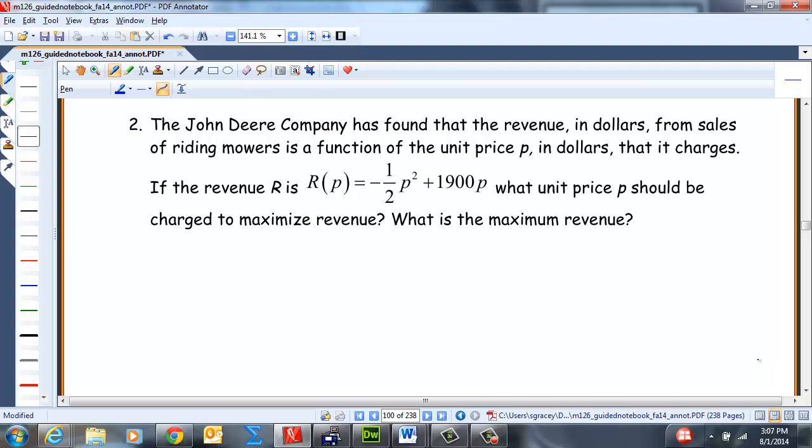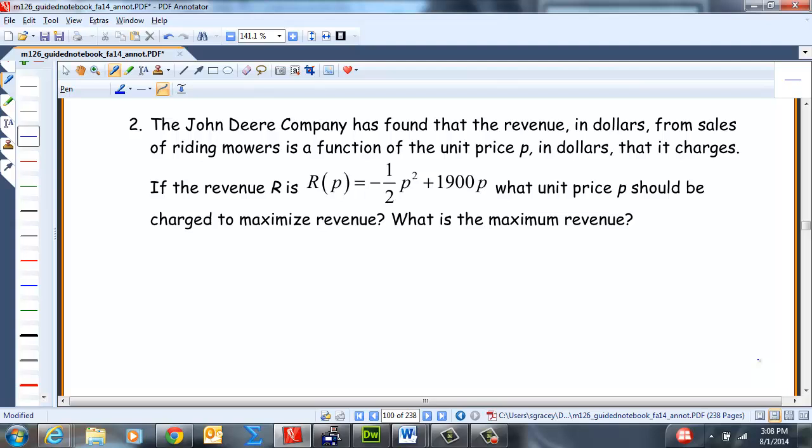Okay, so lastly, the John Deere company has found that the revenue in dollars from sales of riding mowers is a function of the unit price P in dollars that it charges. So if the revenue is R of P equals negative 1/2 P squared plus 1900 times P, what unit price P should be charged to maximize revenue, and what is the maximum revenue?